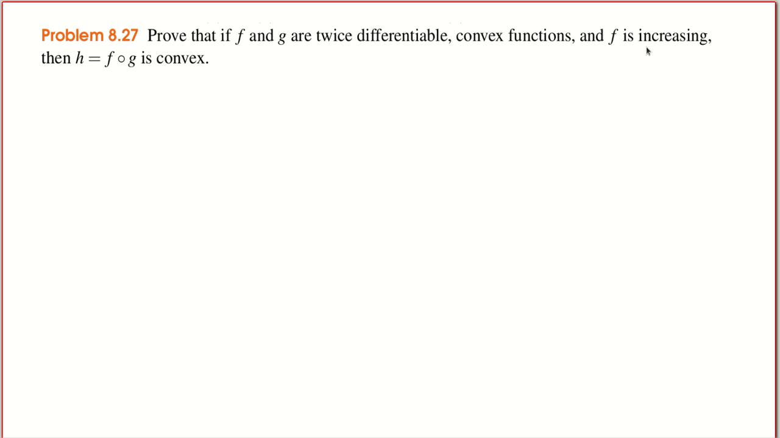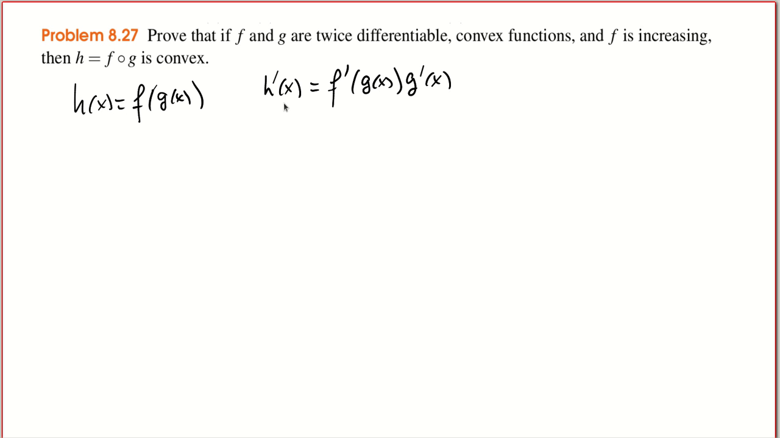Okay, the way to do this is, well, this function is just defined like this. So we need to calculate the second derivative of this and see what the sign of the derivative is, because that decides whether the function is convex or concave, right? So we take the first derivative of h and we apply the chain rule. So we have f prime of g of x times g prime of x. That's the application of the chain rule to this function h.